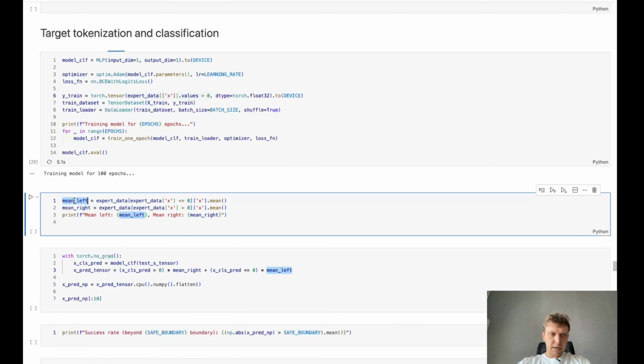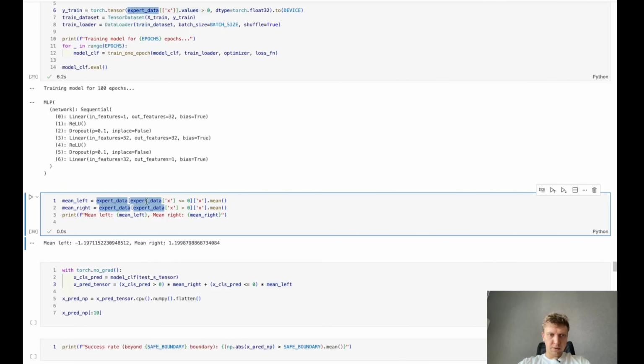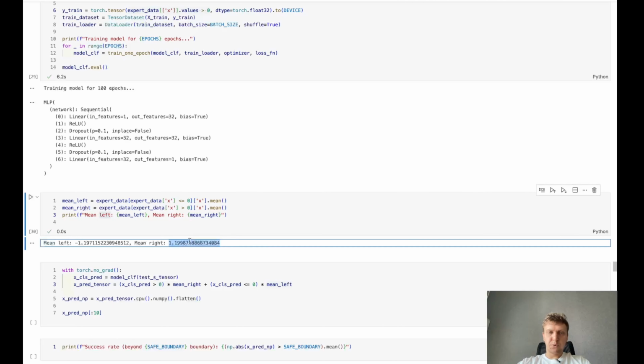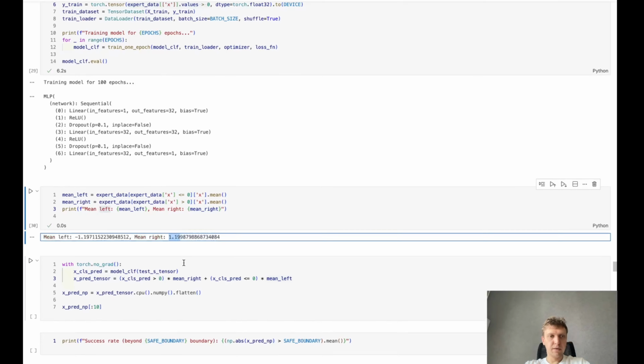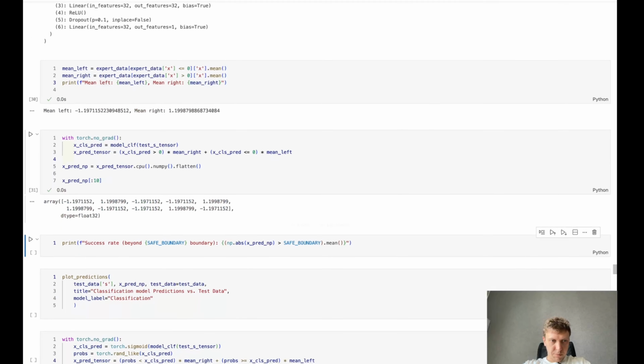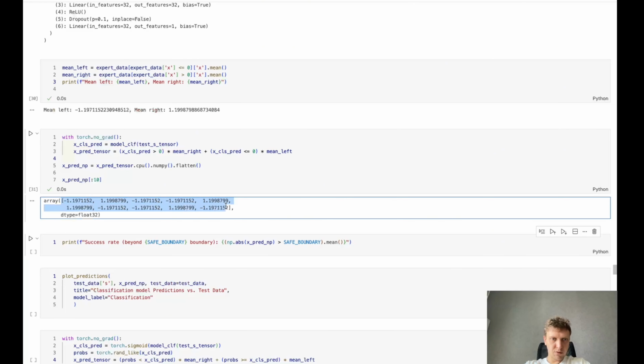And then after this, I compute the mean value of data on the left and the mean value of data on the right. And I will use these mean values as a prediction for our classes. So if we predict that we should go to the left, we will just use the mean value of everything on the left. If we predict that we need to go to the right, we will use the mean value of everything on the right. So it's minus 119 and plus 120, more or less. So yeah, let's look at predictions, and we can see that all of them are correct.